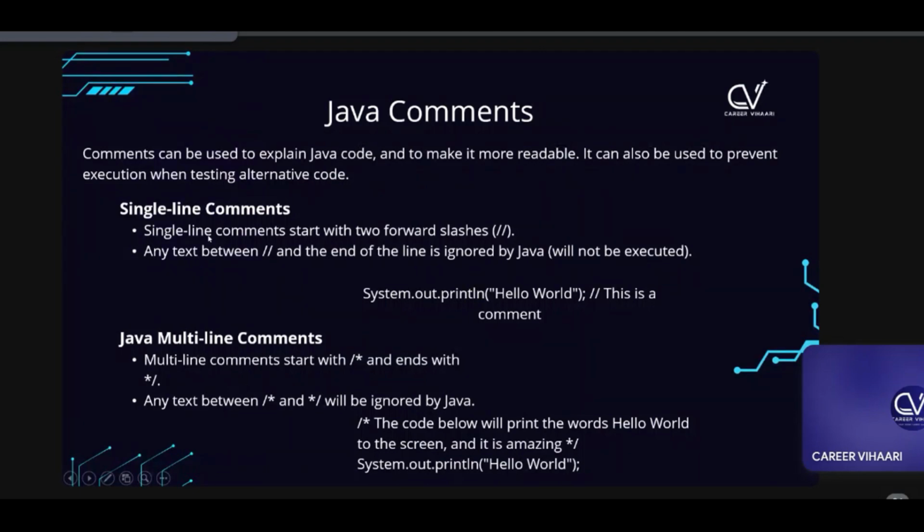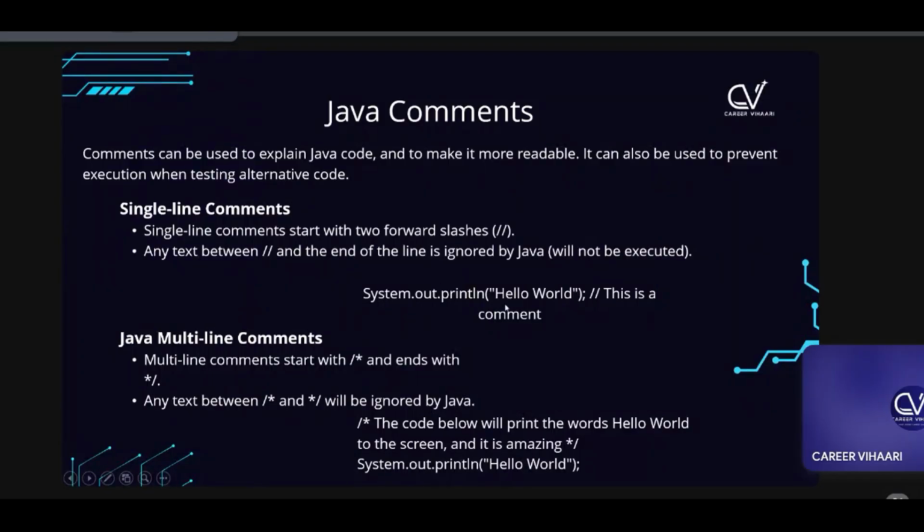A single line comment is nothing but only a single line being commented. We can use a single line comment by using double slashes. After the slashes, whatever you write in that line will be commented. It will not be read by the Java compiler. Any text between or after the double slashes and the end of the line is ignored by Java. It will not be executed.